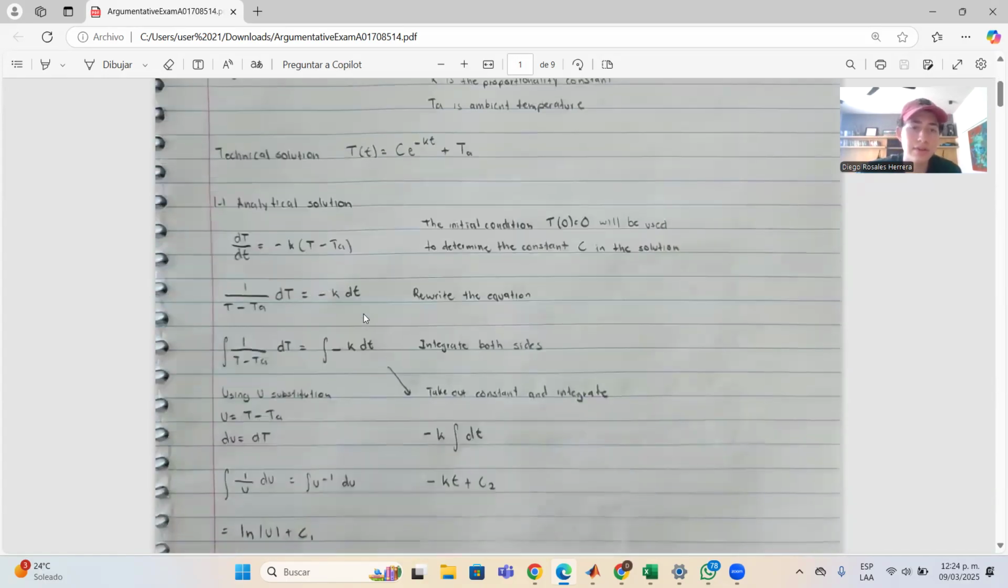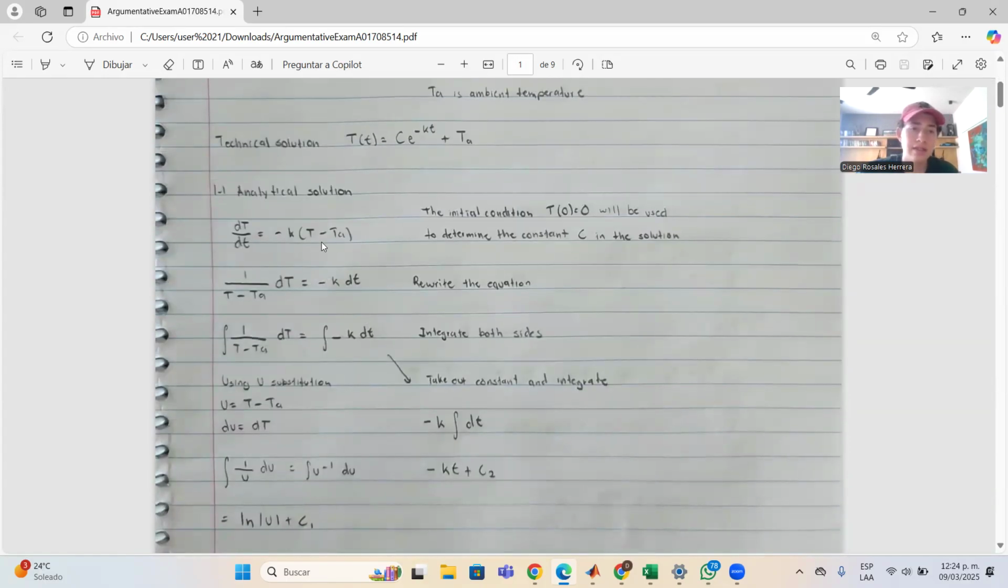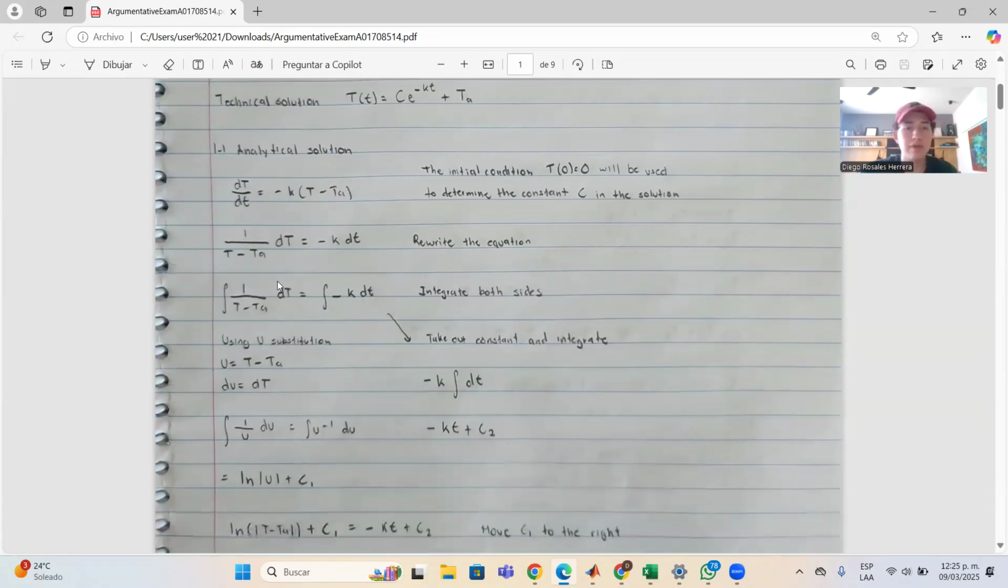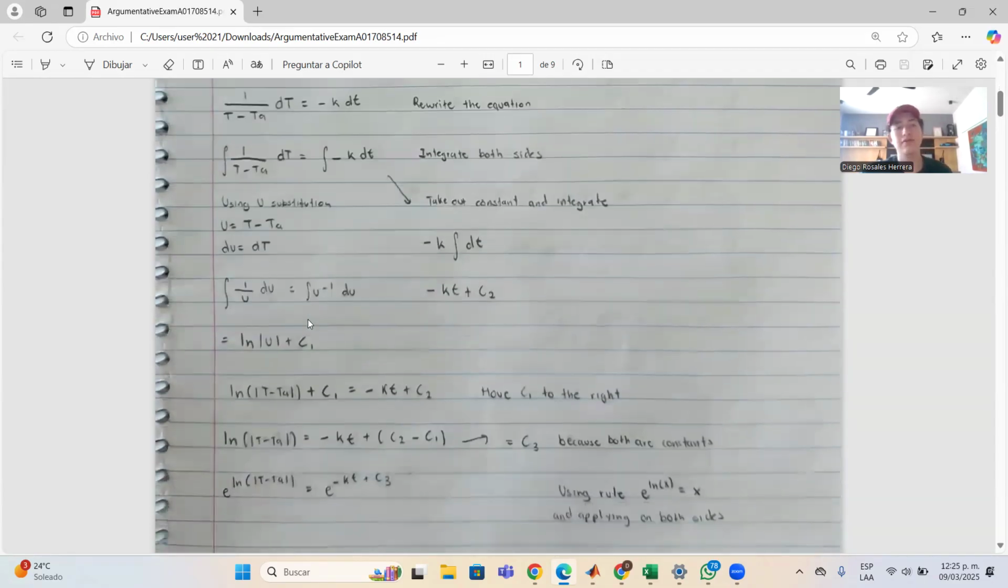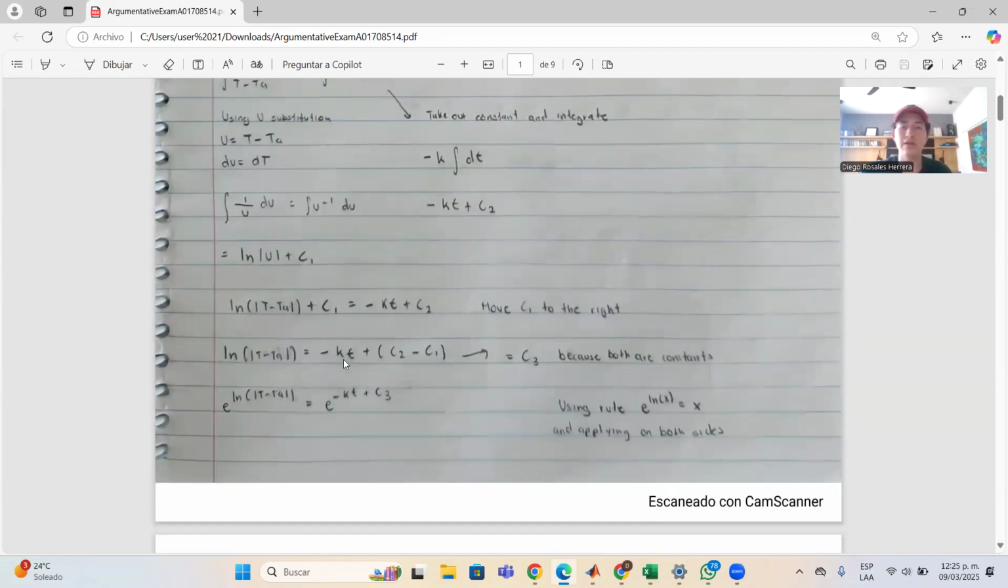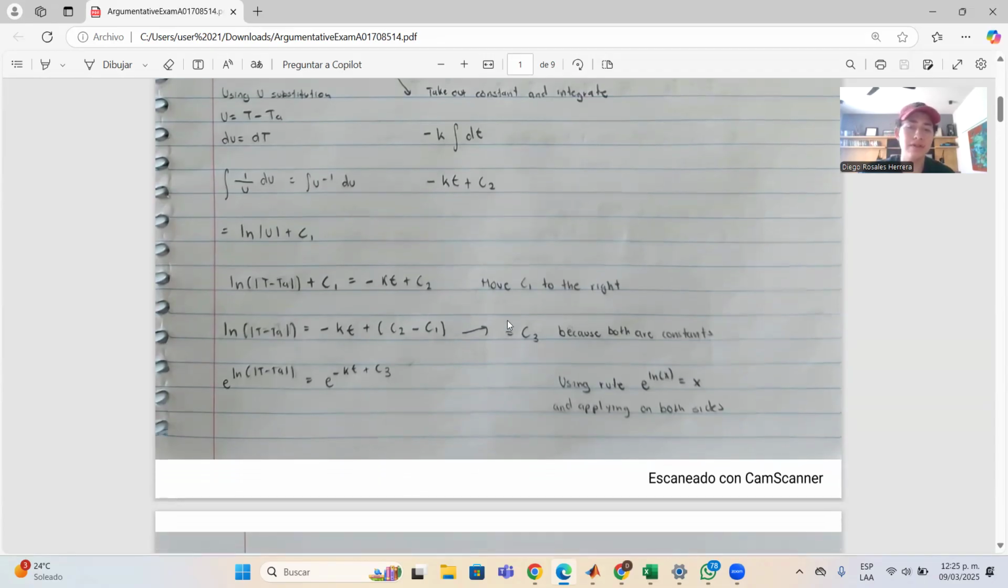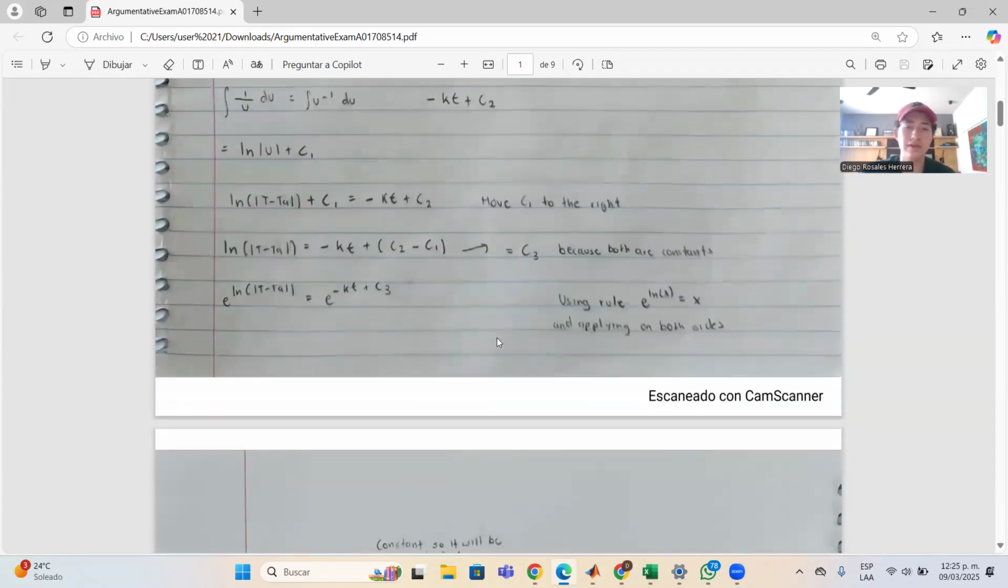To start this process, I rearrange the equation, T minus Ta to the left, dividing, and dt to the right, multiplying. Once this was done, I integrated both sides. On the right, it's just a constant, so the result is minus kt plus c2. On the left, I use substitution and get the natural logarithm of u plus c1. Both sides have a constant, so I move them both to the right, and because both are constants, I rewrite this as c3.